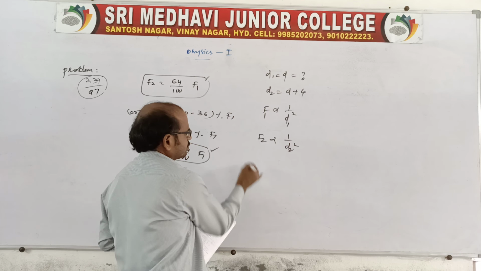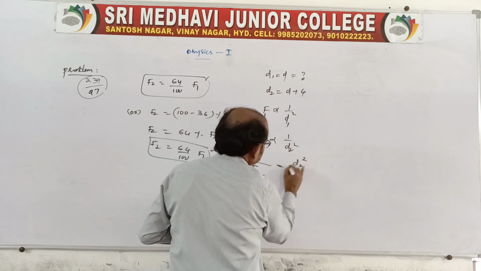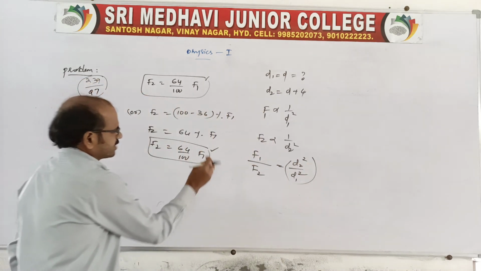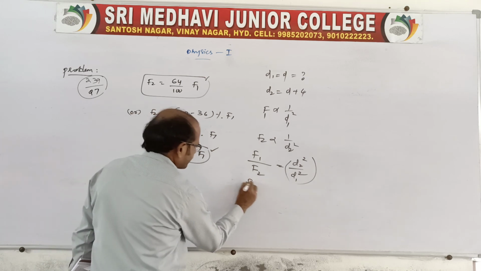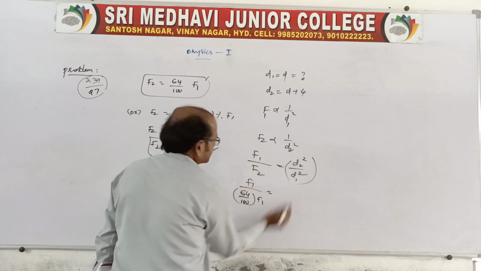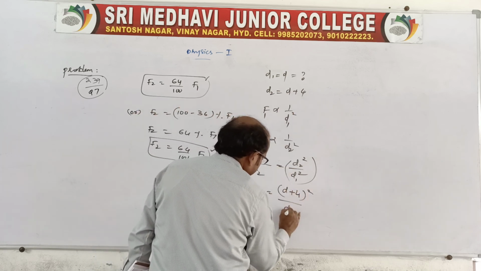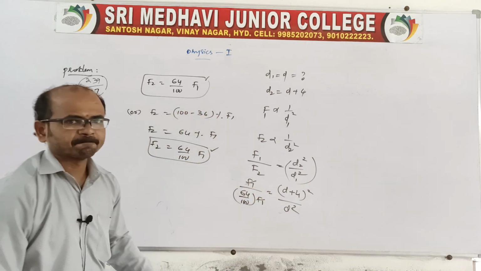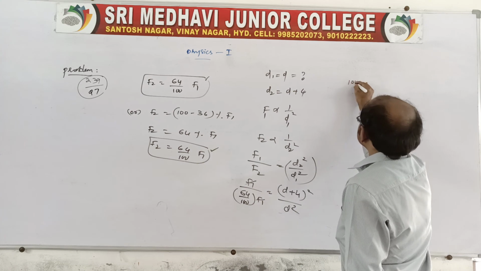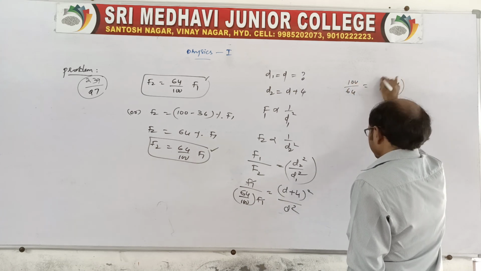We know F1 and F2, so F1 by F2 is equal to D2 square by D1 square. Very simple problem. Take F1 as it is, and F2 is given as 64 by 100 into F1, so that is equal to D2 square by D1 square. What is D2 square? D plus 4 whole square by D square, that's all. You cancel F1 and F1. Then we can say 100 by 64 is equal to D plus 4 by D whole square.